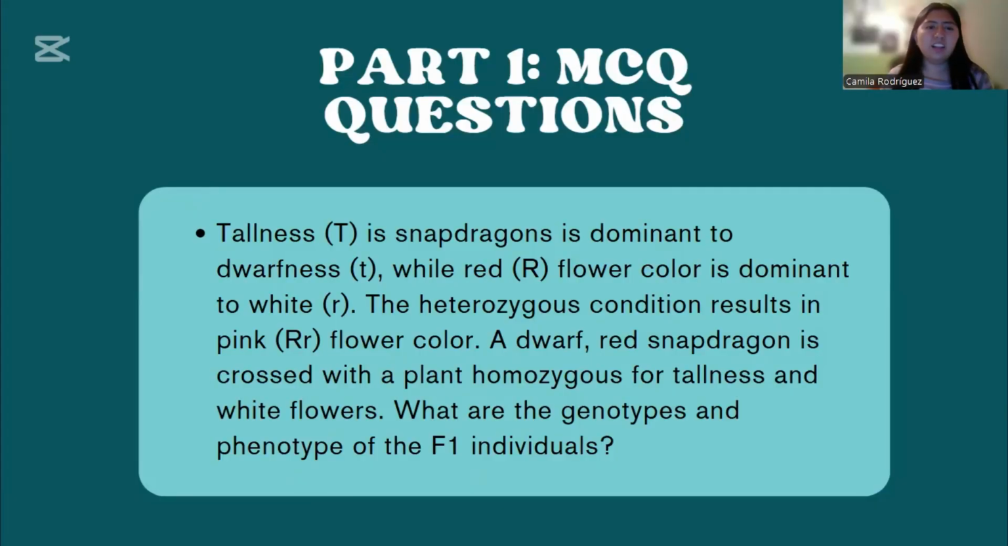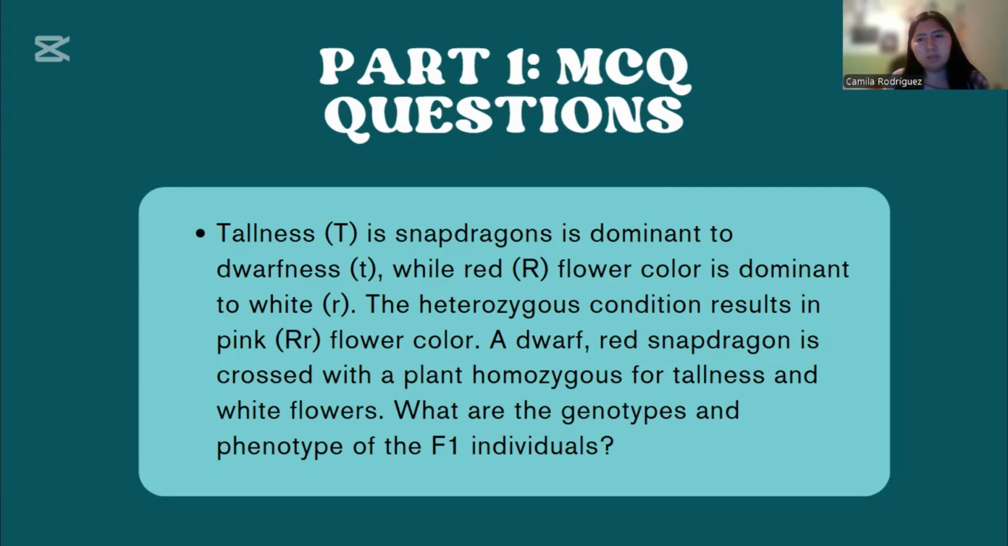So third question: tallness, T, in snapdragons is dominant to dwarfness, which is a recessive trait, while red flower color is dominant to white, which is recessive. The heterozygous condition results in pink, which means that the combination of a dominant trait and a recessive trait for the color of the flower will be represented as pink.